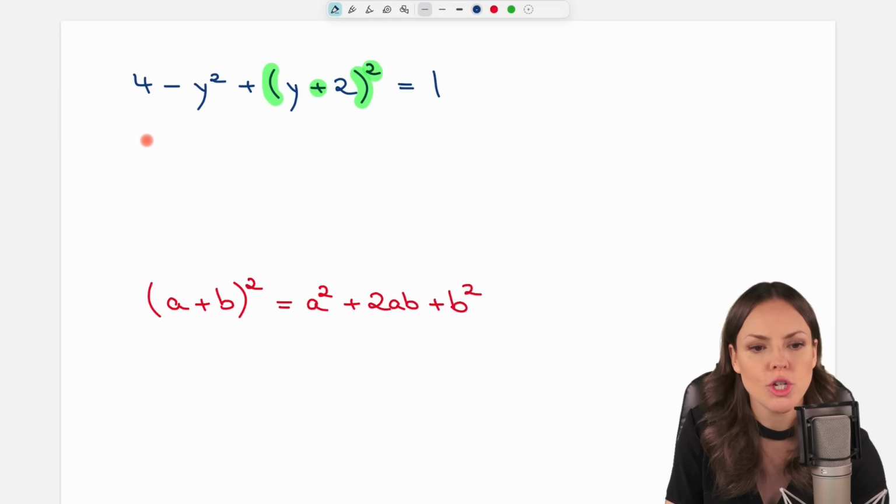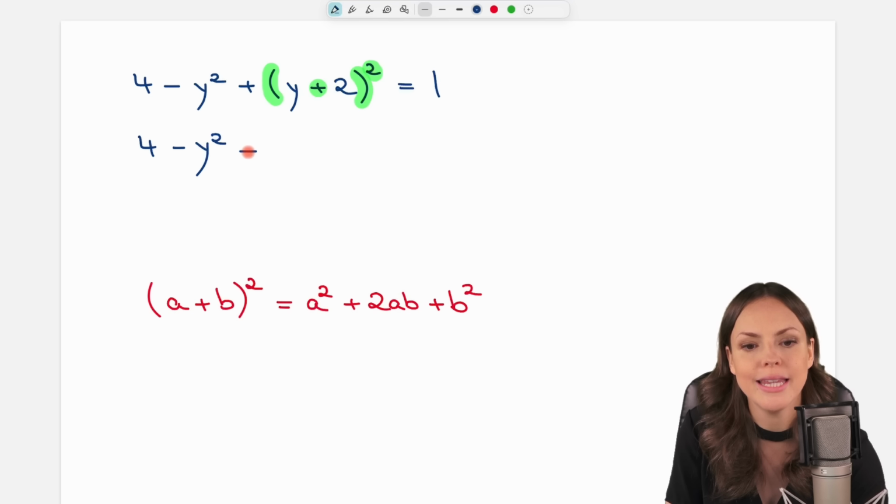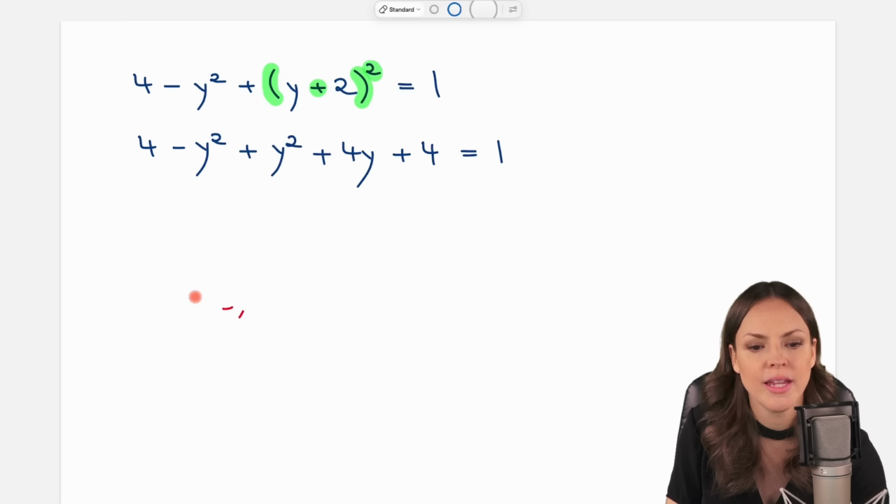Let's apply this formula here. So here we don't change anything. We have the 4 minus y squared, but then we get a squared. So the first part squared means y squared in our case. Then we have the plus 2 times a times b. So 2 times y times 2 equals 4y. And then we have b squared, so the 2 squared, which equals 4. On the other side, we still have the 1.